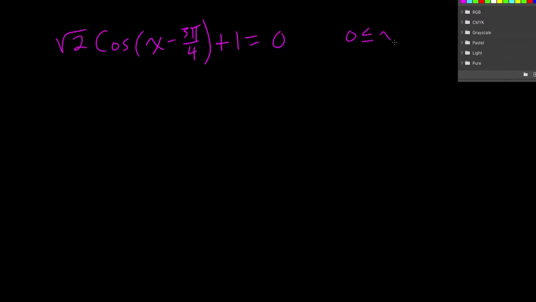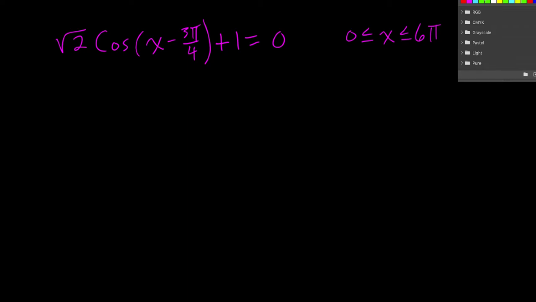Now we'll move on to this one. So it's square root of 2 cosine of x minus 3 pi/4, plus 1 equals 0, and then we're going to go from 0 to 6 pi. So that's 3 rotations and a crazy equation.